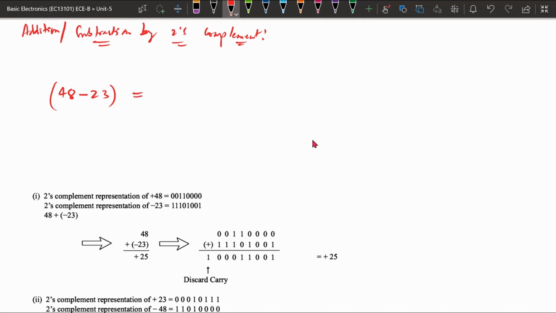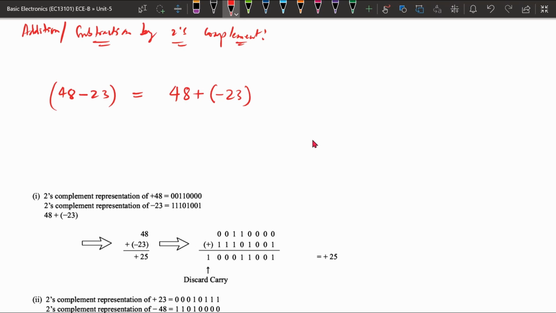We know the addition, so we can do addition easily. So 48 plus, what we can do is write minus 23. We will write 23 as minus 23, and add minus 23 with 48, then it will represent the subtraction. So here addition is basically used for doing the mathematical operations. All the mathematical operations will be done with the help of additions only.